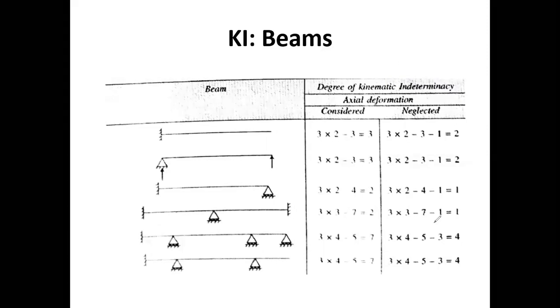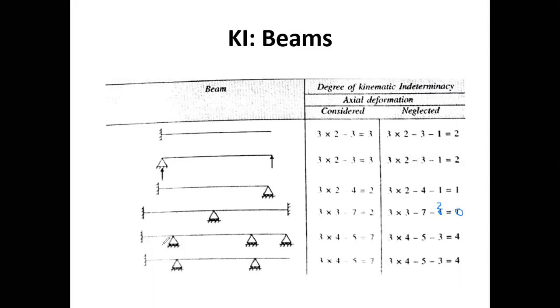Here it is 3 multiplied by 3 minus 7 minus 2. So it will become 0.